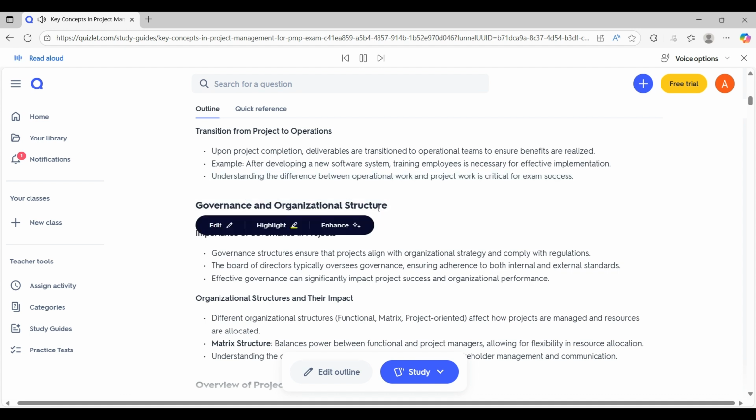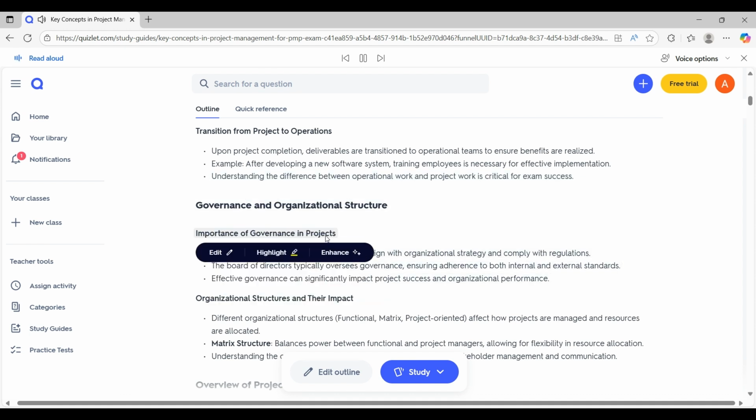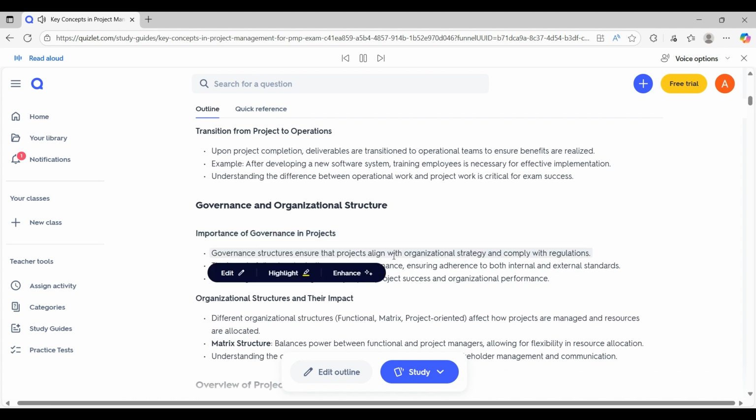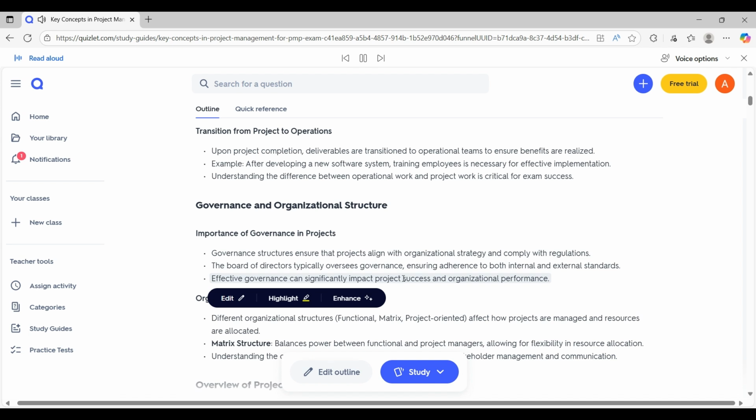Governance and organizational structure. Importance of governance in projects. Governance structures ensure that projects align with organizational strategy and comply with regulations. The board of directors typically oversees governance, ensuring adherence to both internal and external standards. Effective governance can significantly impact project success and organizational performance.